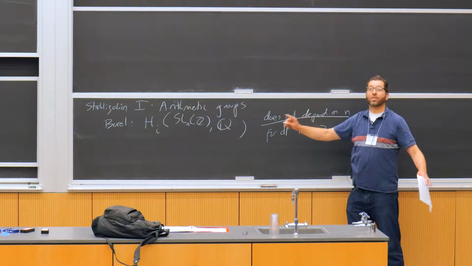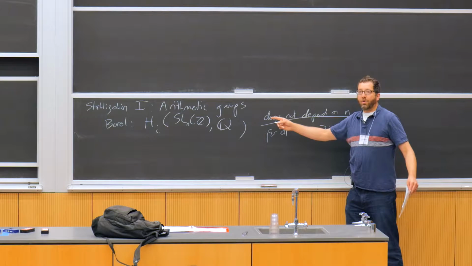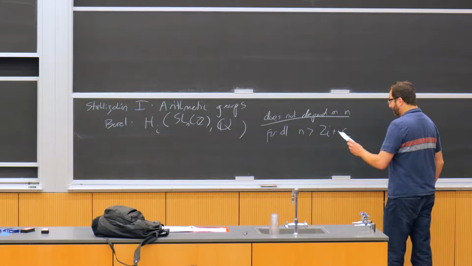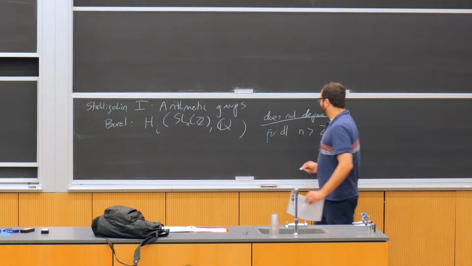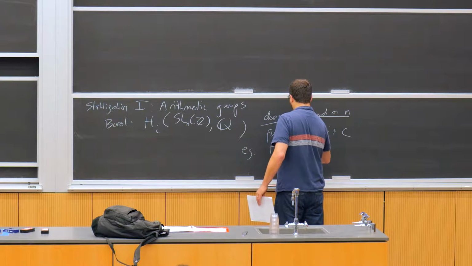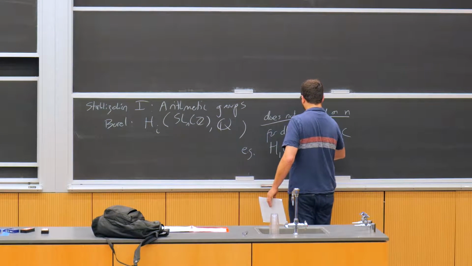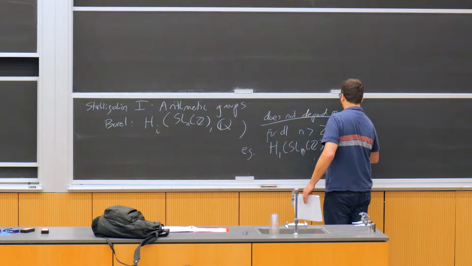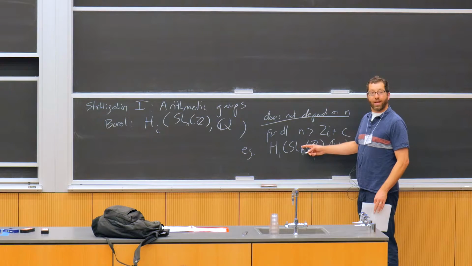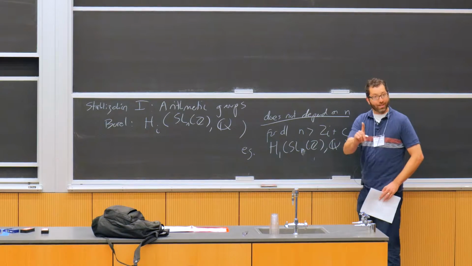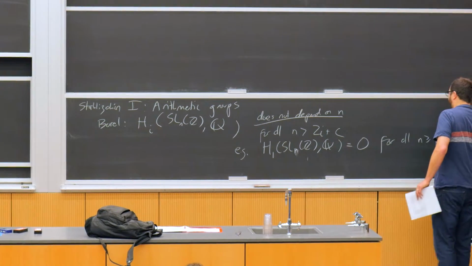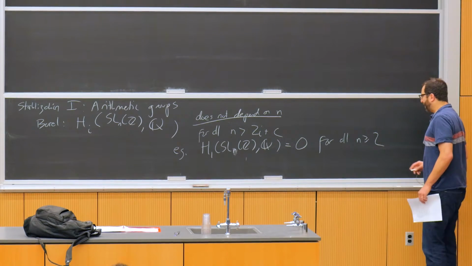You have a sequence of spaces or a sequence of groups, and the homology somehow maybe changes for a while, but then it just locks into one thing and stays the same forever. So for instance, and here's another exercise you can do if you want, e.g. H_1 of SL_n(Z) with Q coefficients. I'm telling you that this vector space has a certain dimension that's the same for all sufficiently large n, and I'll tell you what it is. It's 0. And this is true for all n bigger than or equal to 2.